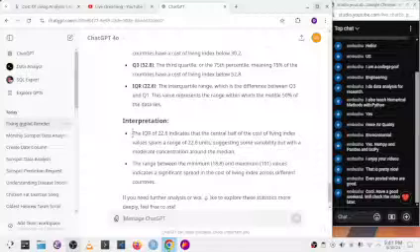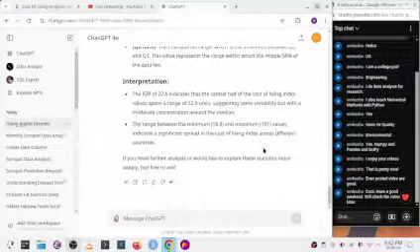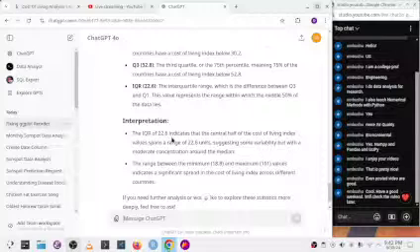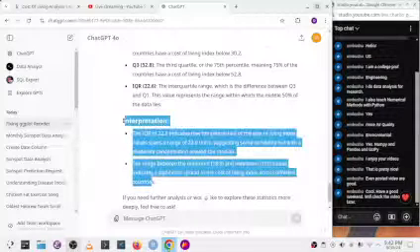Interpretation. The IQR of 22.6 indicates that the central half of the cost of living index values spans 22.6 units, suggesting some variability but with a moderate concentration around the median. The range between the minimum and maximum values indicates a significant spread in the cost of living across different countries. Excellent. Okay, good. Let's do this. Let's add interpretation here.